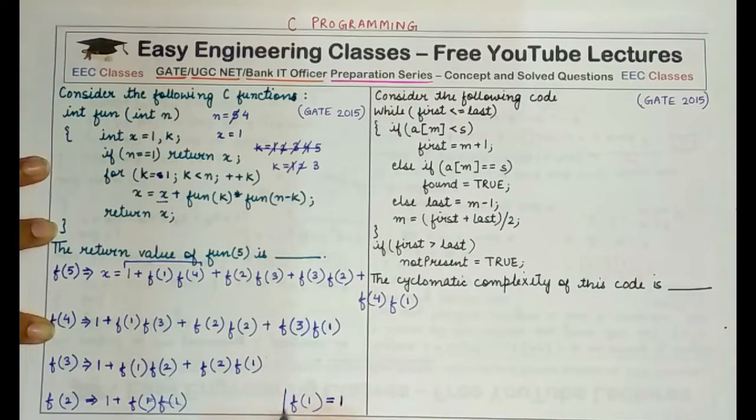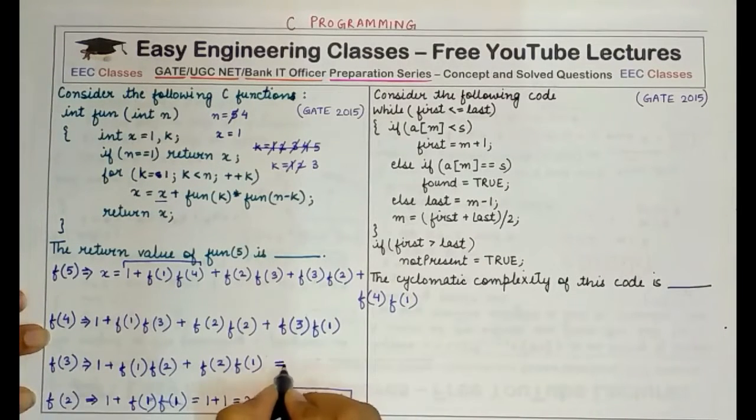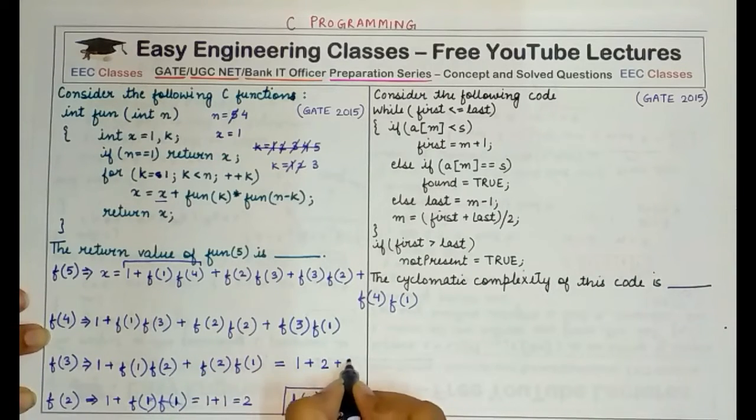Okay, so when this value is returned, we substitute in this value because the function call of f of 2 required f of 1. So this becomes 1 plus 1 into 1, which is 1. Therefore, the value of f of 2 is 2. Alright. In case of f of 3, what is the value? 1 plus f of 1 is 1, f of 2 is 2. So this is 2 plus f of 2 into f of 1, which is again 2. So this value becomes 5. Alright. So this is f of 2, this is f of 3.